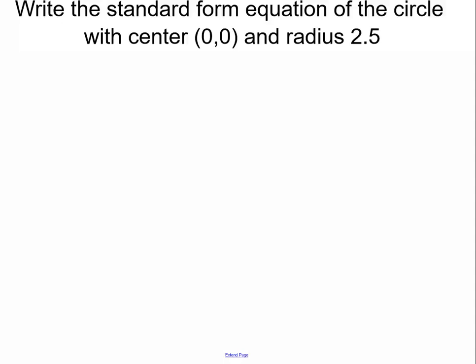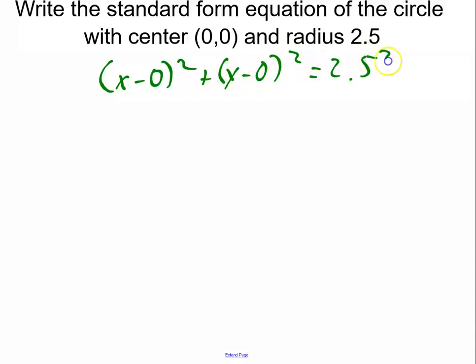All right, so here again we're writing the standard form of a circle. It's going to be x minus 0 squared plus y minus 0 squared equals 2.5 squared. So we're going to look at how we can simplify that down, and it's going to be x squared plus y squared equals 2.5 squared, which is 6.25.